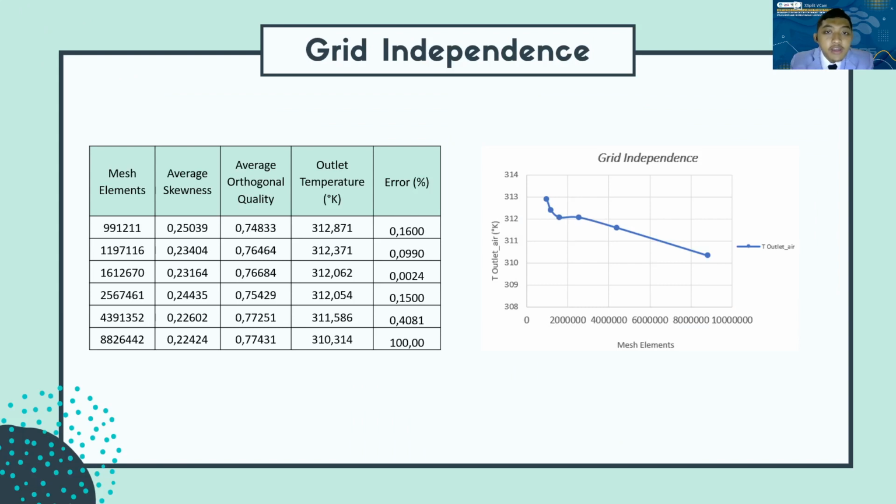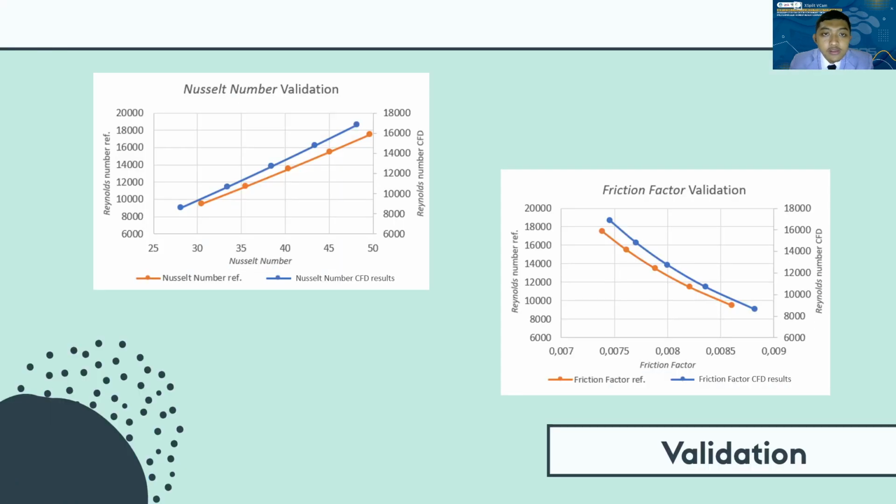And this is grid independence for my geometry for DTAP-ACH, and as the result I choose the mesh element with an error of 0.0024, and the outlet temperature for the parameter output is 312.062 Kelvin.